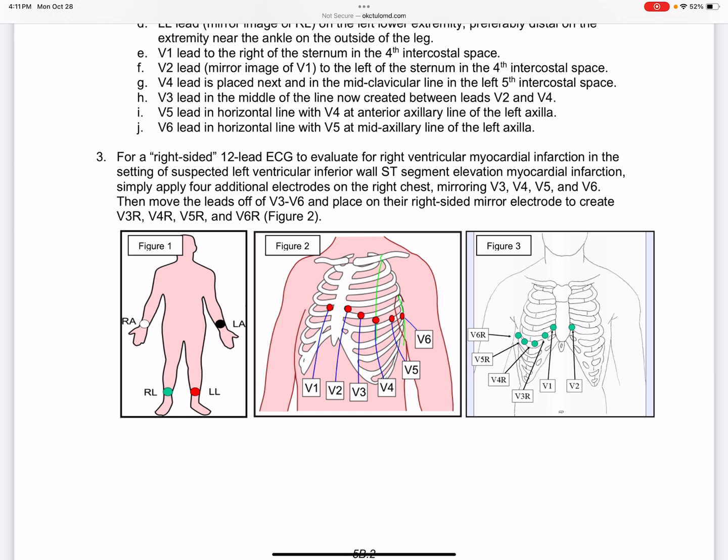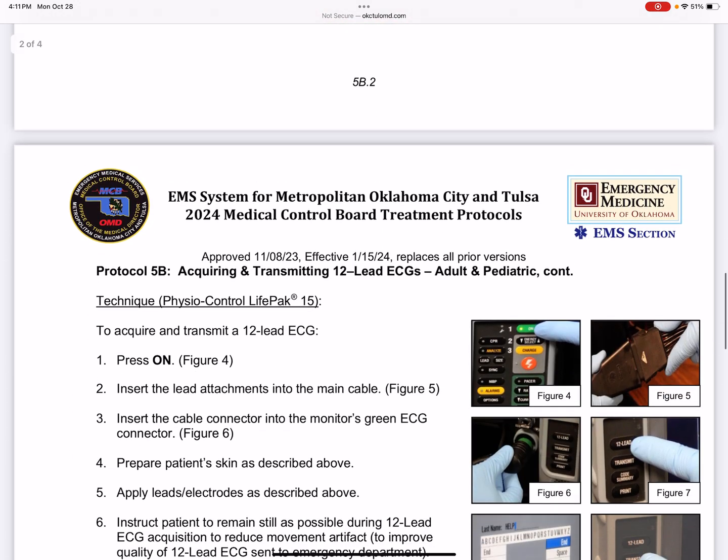And so all you're really going to do is move leads off V3 and V6 and place them on the right side of their chest exactly how it was on the left side, if that makes sense. So it'll be V3R, V4R, V5R, V6R. So you'll move all of those pretty much over to your right side. And then you also have posterior 12 leads, and we can get into that a little bit later.